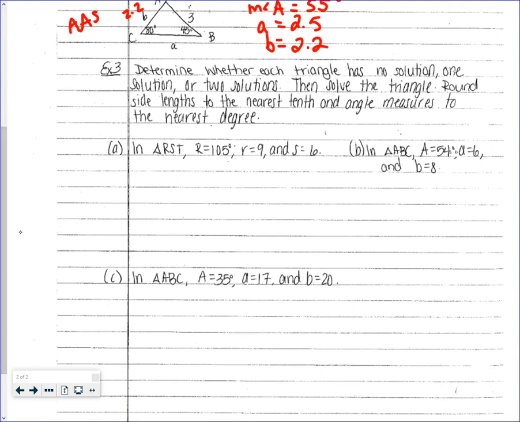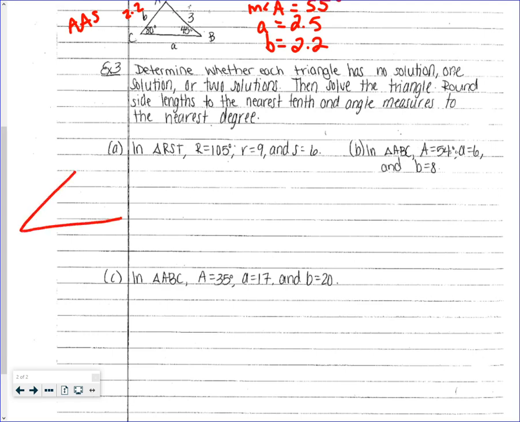All right. Determine whether each triangle has no solution, 1 solution, or 2 solutions. Then solve the triangle, round the side lengths to the nearest tenth, and the angle measures to the nearest degree. So this is probably going to be that ambiguous case option, right? If they said that, it's probably what it is. So I'm going to go ahead and draw my triangle.